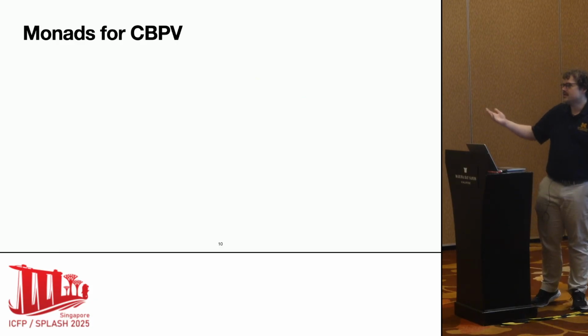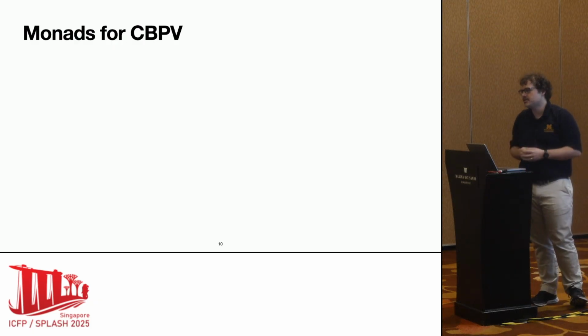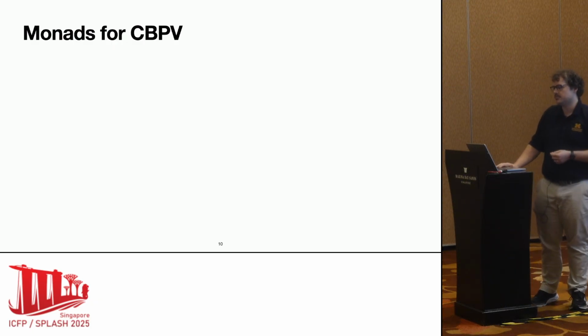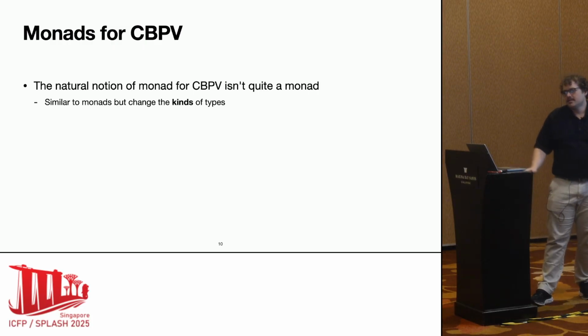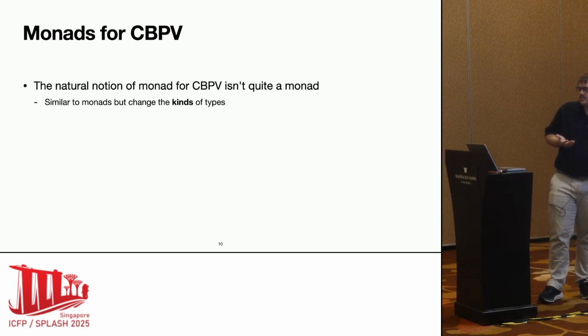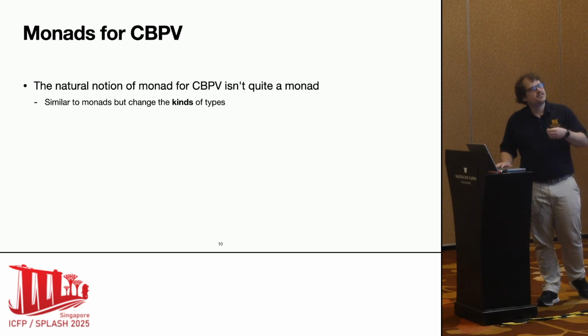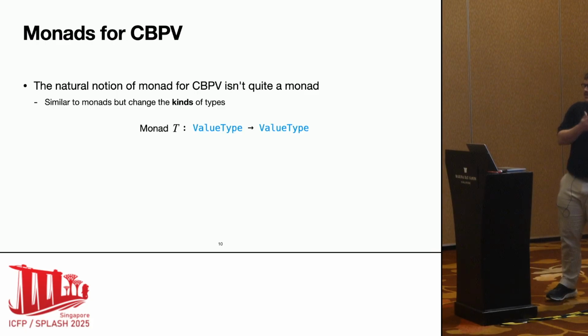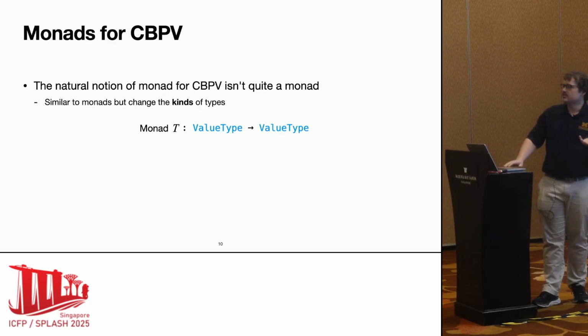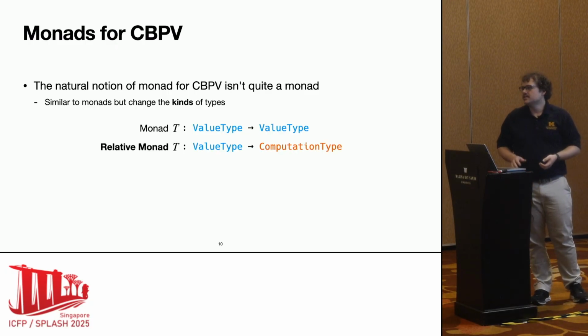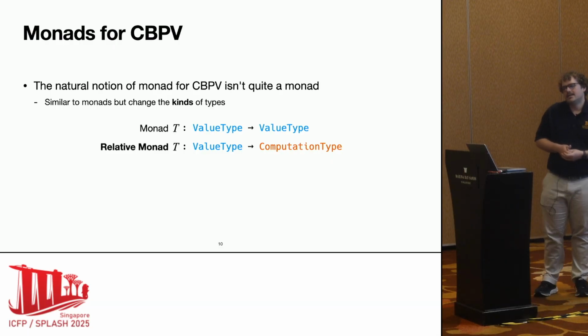If you were just a programmer working in call by push value, what would you come up with for monads? You wouldn't come up with the usual notion. Okay? And the reason is that the notion of monad you would naturally come up with isn't a monad because it changes the kind of the types. So an ordinary monad takes a value type and it gives you the same kind of type out. It also gives you a value type, right? Which says that it's a first class value in the system. But when you work in this lower level setting, it changes the kind.